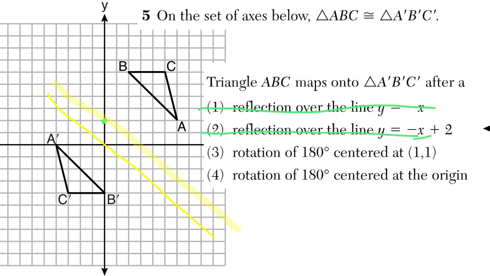Let's take a look at the second two options, which in contrast to the first two are rotations. Now we're going to talk a little bit about rotations. All right. Now let's take a look at options 3 and 4. We're going to start with 4, where we're going to be rotating 180 degrees centered at the origin, meaning that what? Well, I'm going to shift over.